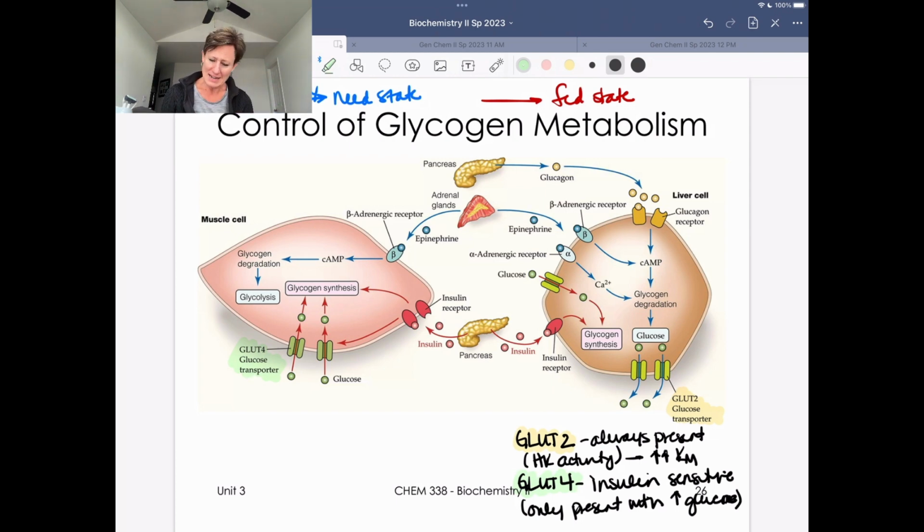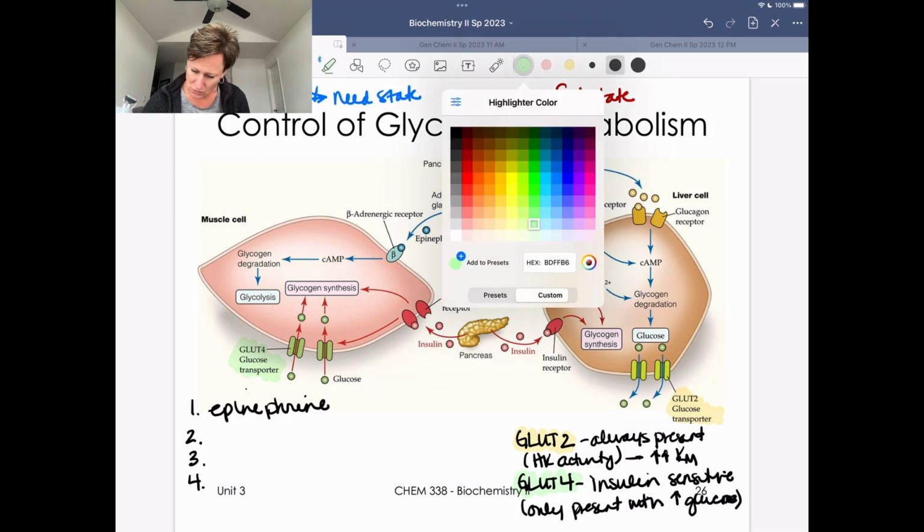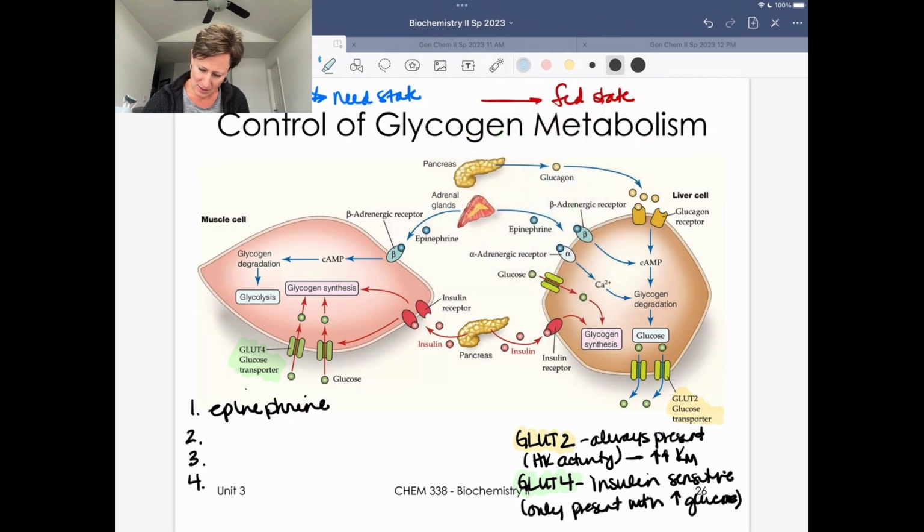Okay, so let's talk next about what we have here with these four extracellular signals. I'm just going to label what they all are here, and then we'll talk about them one at a time. And we'll talk about whether or not muscle cells versus liver cells specifically respond to them. So we're going to talk first about epinephrine. Epinephrine is these blue guys that we have here. So there's our epinephrine.